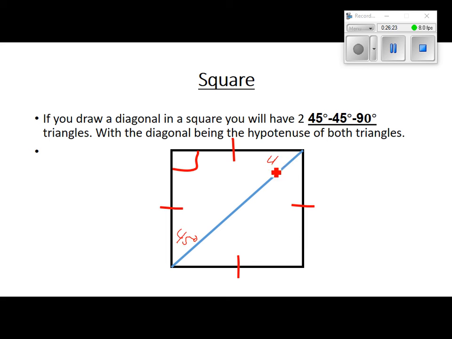45, 45, 90. Guess what kind of triangle the bottom triangle is? 45, 45, 90. So anytime you have a square and you draw in a diagonal, you're forming 45, 45, 90 triangles. So all that stuff we talked about on the last slide works.